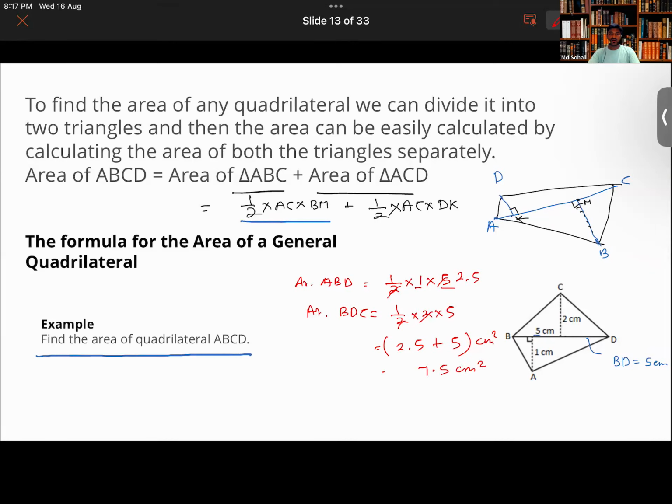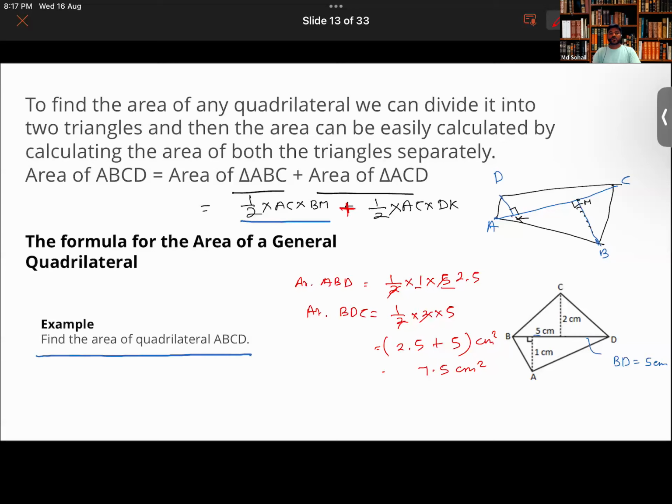Arhan, please tell me where you went wrong. Sir, I also multiplied. No, we have to add them. Look at this sign of addition over here.